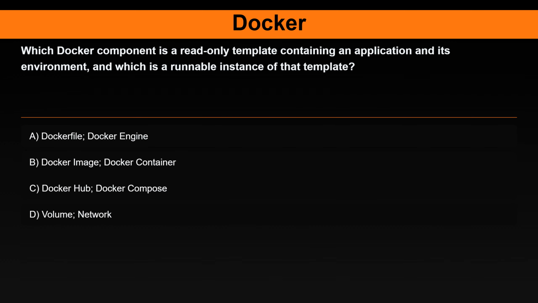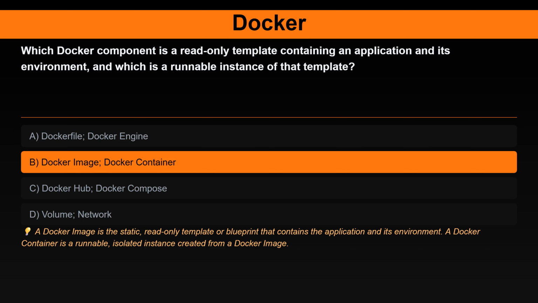Question 5. Which Docker component is a read-only template containing an application and its environment, and which is a runnable instance of that template? Option A. Docker file, Docker engine. Option B. Docker image, Docker container. Option C. Docker hub, Docker compose. Option D. Volume, network.